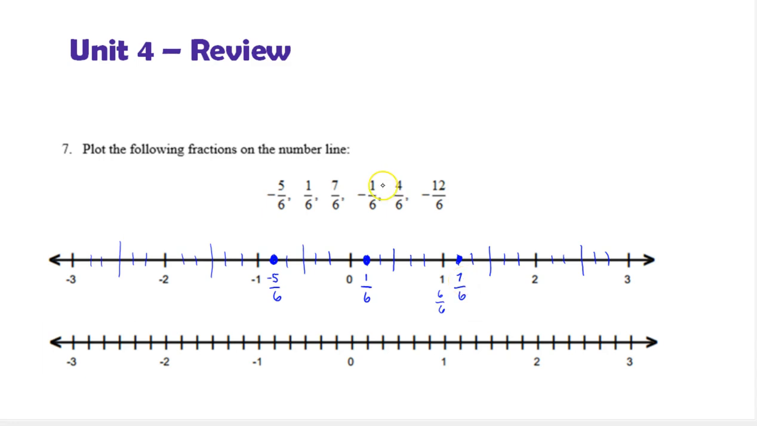Next, -1/6, so that's 1 to the left of 0. 4/6, well that's 4 to the right from 0. 1, 2, 3, 4.